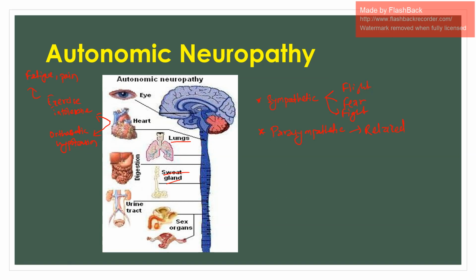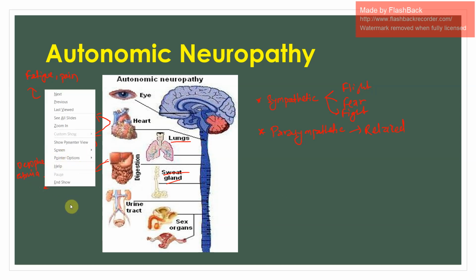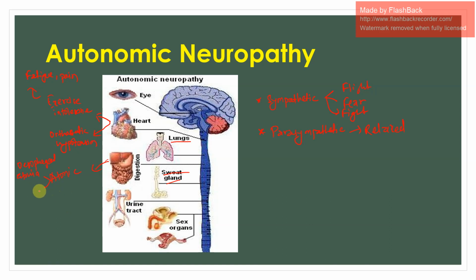Digestion. What happens in digestion is the whole GIT gets atonic. There is esophageal atonia. The tone of the smooth muscles of the GIT is destroyed. There is decreased bowel movement and decreased colonic movement, resulting in constipation.